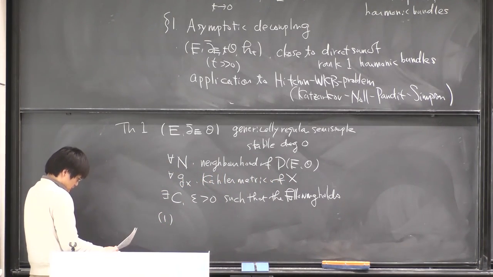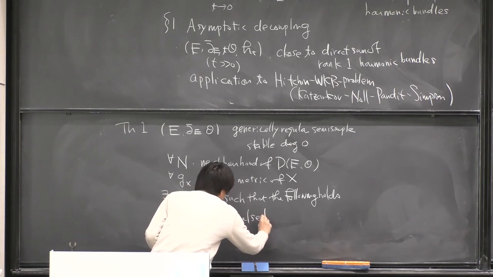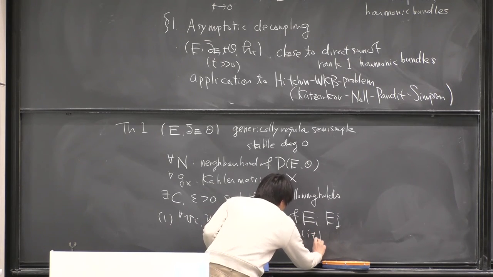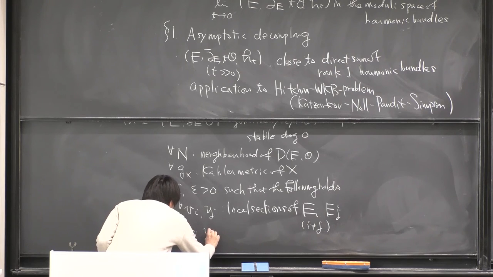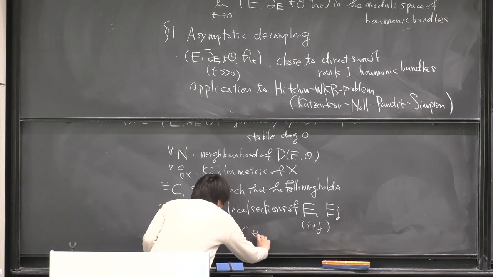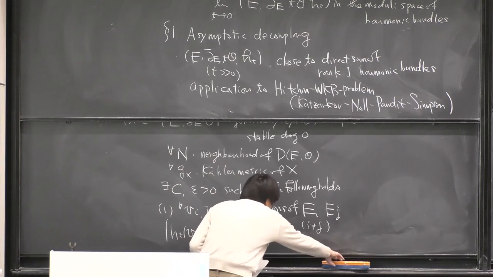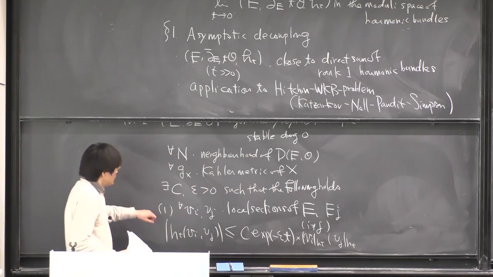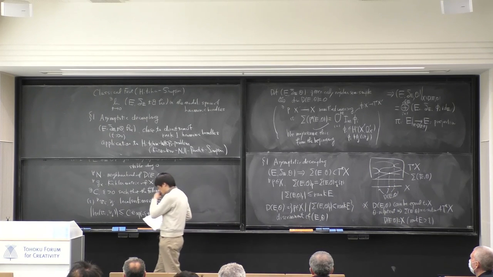First, for any local sections v_i and v_j of E_i and E_j for different i and j, the Hermitian product of v_i and v_j with respect to h_t is dominated by the product of C and exponential of minus epsilon t times the norms of v_i and v_j with respect to h_t. So this means this decomposition is almost orthogonal with respect to the harmonic metric for large t.